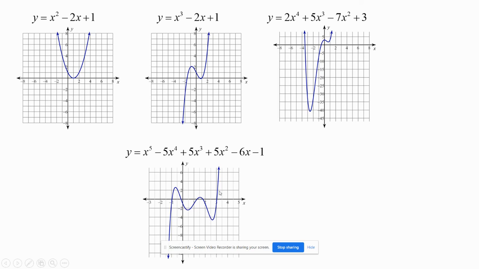So think about what generalization you can make about the number of turns and the degree of your polynomial. So the number of turning points is always going to be 1 less than the exponent, and that'll tell you how many turning points you have. Now that's just in general, because sometimes there are functions where you'd have to zoom in really, really close to see all of the turning points. So some of them are not quite as obvious as they are on this graph.